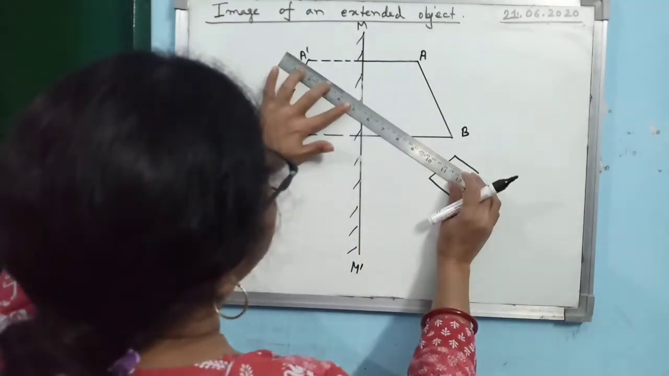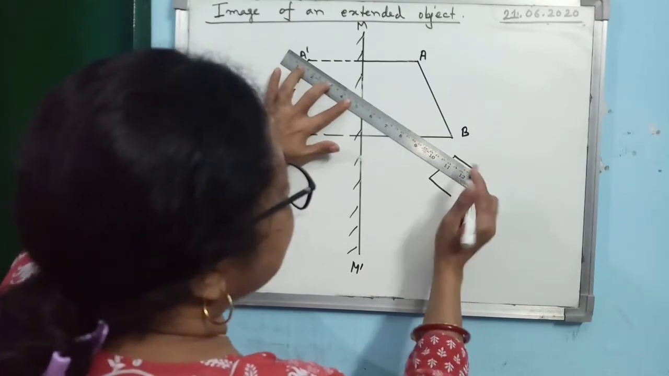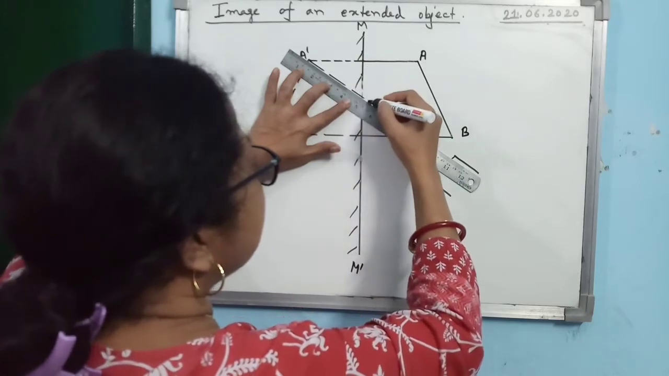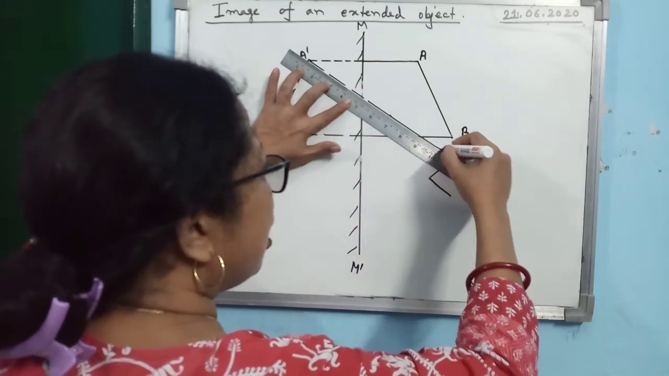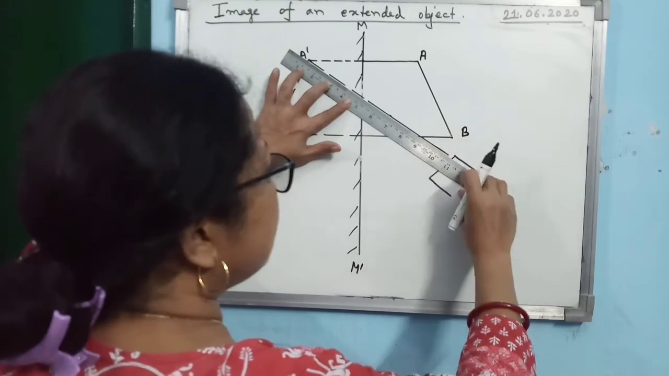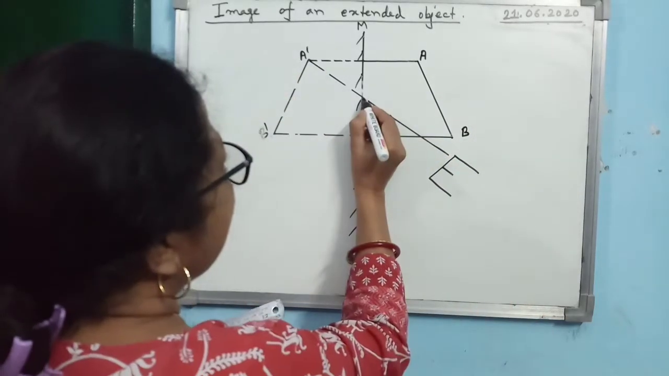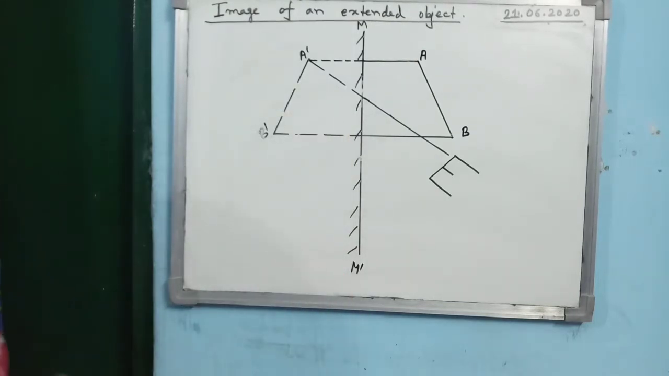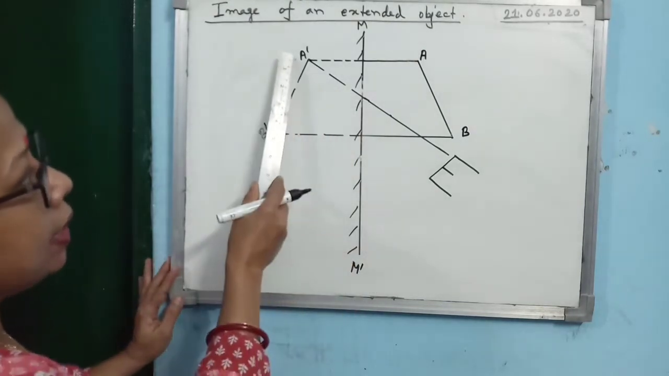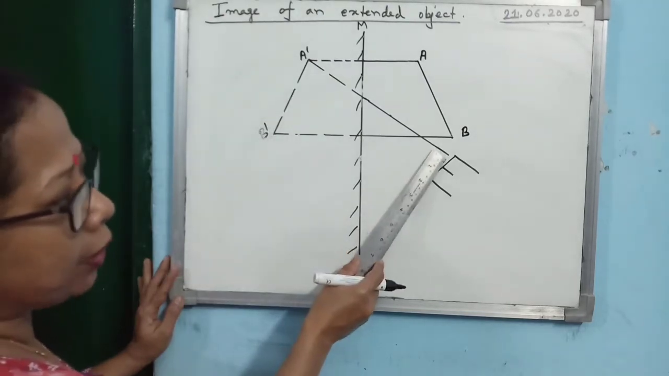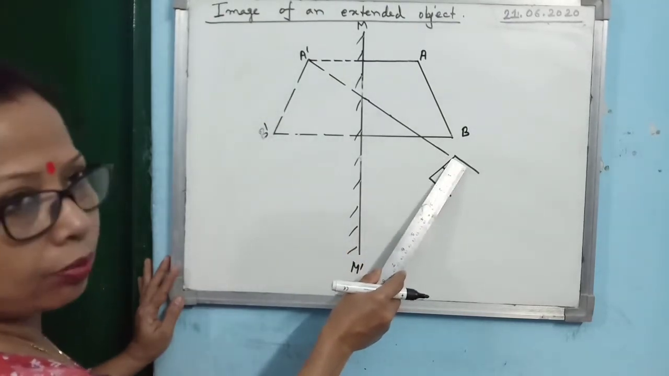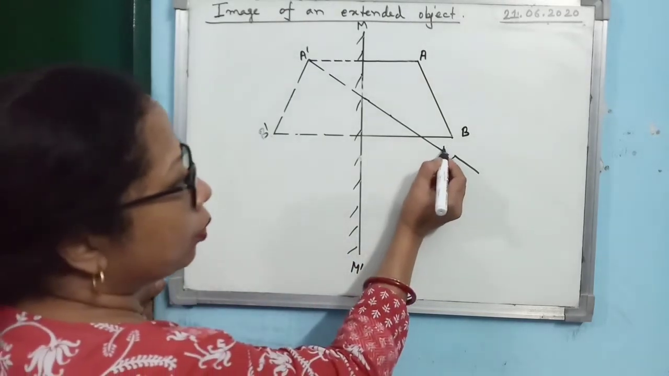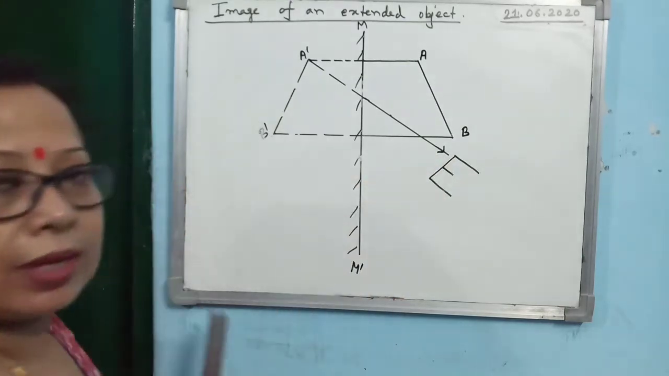So you do like this: you join the image with the upper point of E, and when you join, you draw a solid line in front of the mirror and a dotted line behind the mirror. Everybody has got it? You see what I have done? I have joined A dash with the upper point. You don't have to touch that one, just draw a little bit near to it. And then put an arrow, meaning the observer eye is receiving this ray.